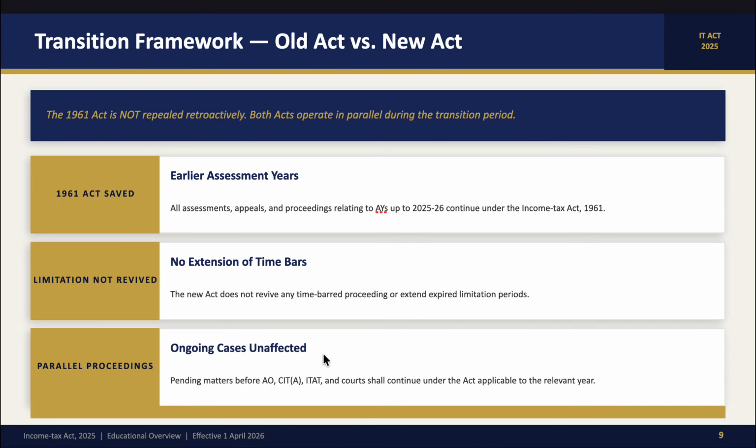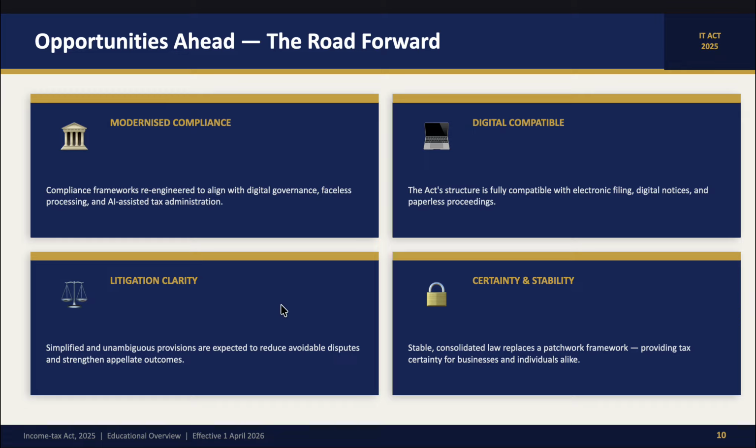This is very important for people who are always asking, is the new act applicable? No, before 31st of March, before 1st of April 2026, you are under the old act and all the proceedings and all the provisions as per the old provisions will be applicable to you. Ongoing cases unaffected? Yes. Pending matters before AO, CIT(A), ITAT, and courts will continue under the Act applicable to the relevant period. So, modernized compliance, opportunities ahead we have, it's a roadmap.